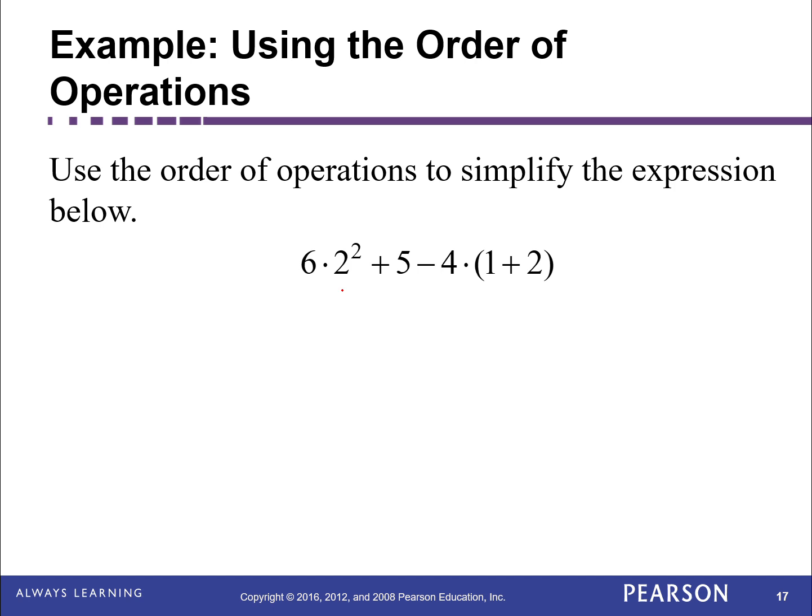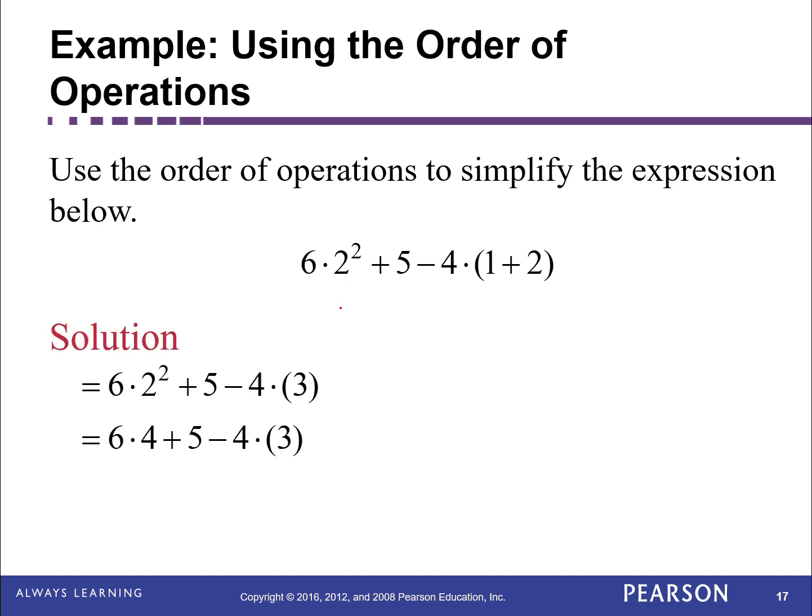The first thing I'm going to do is work the parentheses. 1 plus 2 gives me a 3. So my first step simplifies it down to 6 times 2 squared plus 5 minus 4 times 3. Now, the next thing I'm going to do is my exponents. 2 squared equals 4. So here, I'm looking at 6 times 4 plus 5 minus 4 times 3.